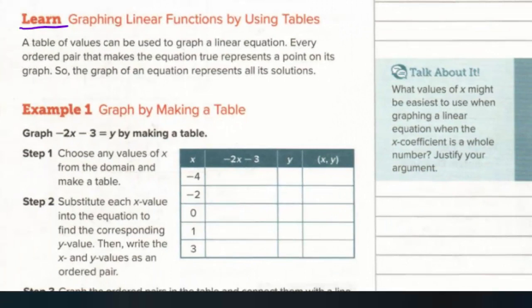For the learn portion here, it tells us that a table of values can be made to graph a linear equation. Every ordered pair that makes the equation true is a point that's on the graph. So what does that mean? The graph represents all possible solutions to the equation.